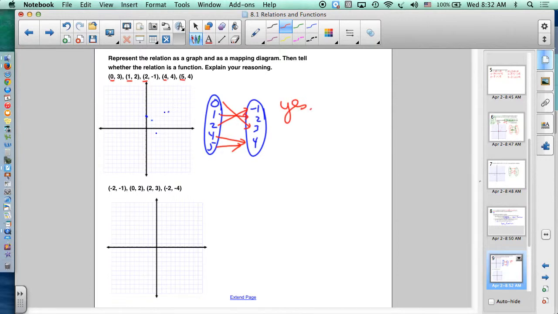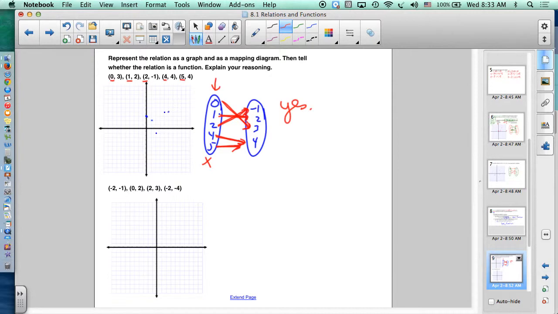Another way, if you've already done a mapping, you can see that every one of these numbers over here for x only has one arrow coming off of it. If it were not a function, it would mean that one of these numbers over here would have two different arrowheads coming off of it, and this one does not.